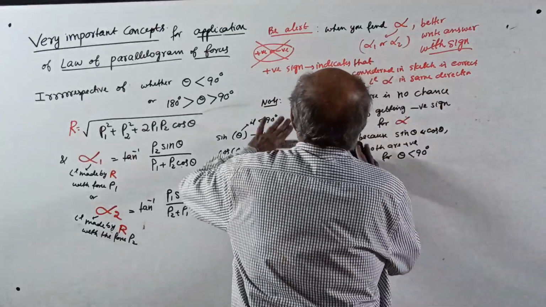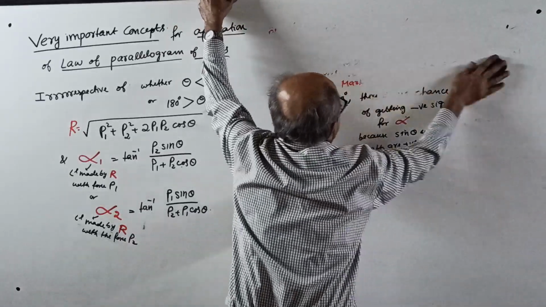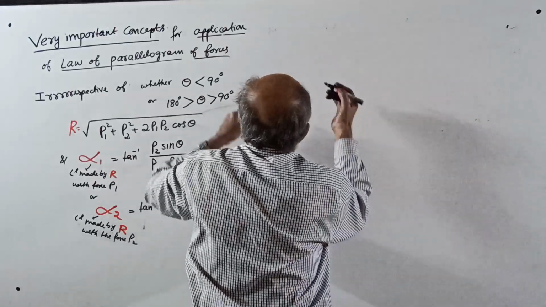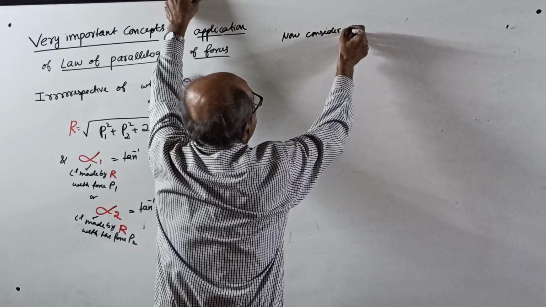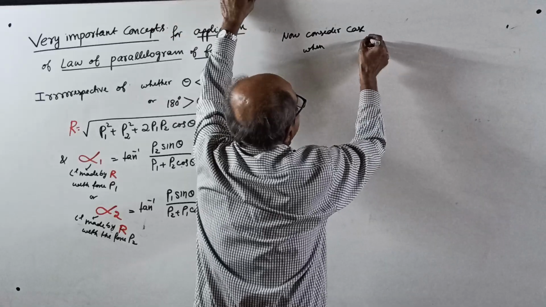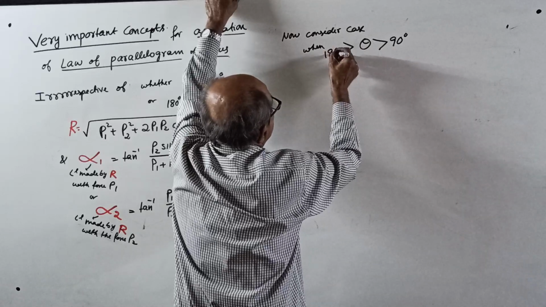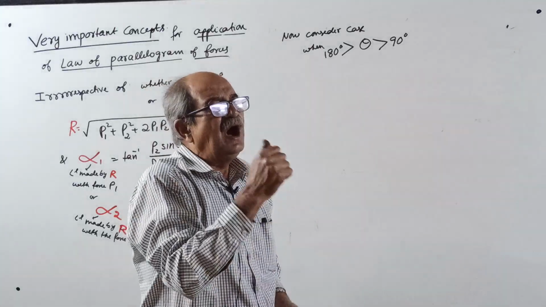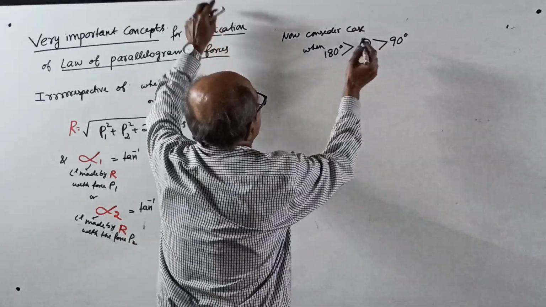Now I will remove this. This is very, very important, remember, especially for objective questions. Now consider the case when your theta is more than 90 degrees, but of course less than 180. Someone will ask, sir, why less? I will tell, my class is not suitable for you. How many times I have to tell you? More than 180 we don't consider. Okay, sir, sorry. Then remember.